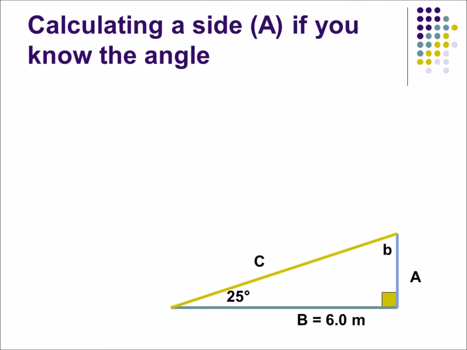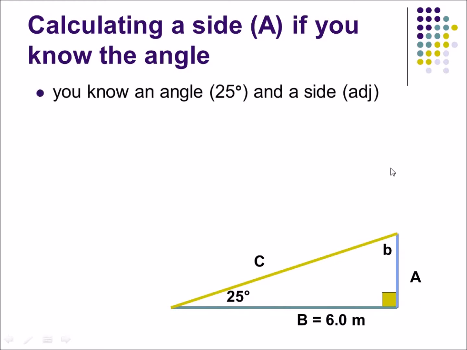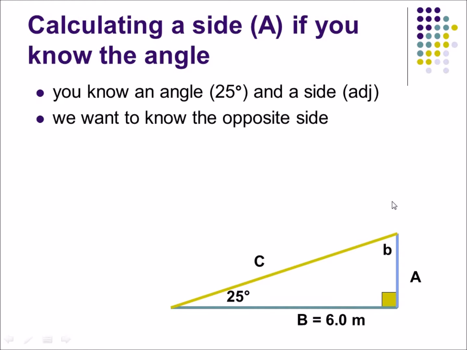Many times, you'll know an angle, you'll know one of the sides of the triangle, but you're trying to find one of the other sides of the triangle. In this case, we know B is 6, we know the angle here is 25 degrees, but we don't know the length of A. This is a very practical thing that happens over and over again in physics. So what we know is an angle and the side adjacent to the angle. What we don't know is side A, which is the side opposite the angle.